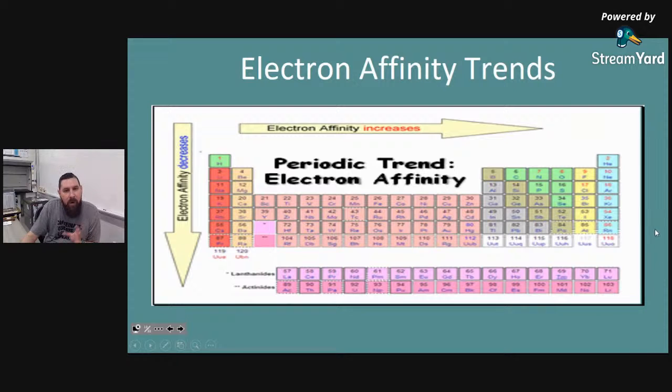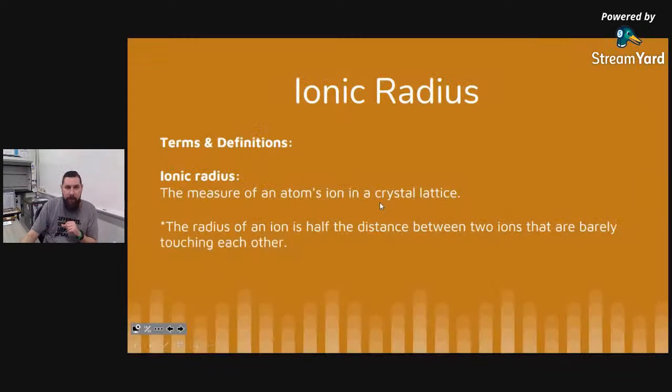This also has a role in why we find that our metals tend to lose electrons and non-metals tend to gain. High electron affinity, these want to gain, these don't. Okay? And that goes back towards electron configuration of a noble gas. So that's electron affinity. Next one, ionic radius.